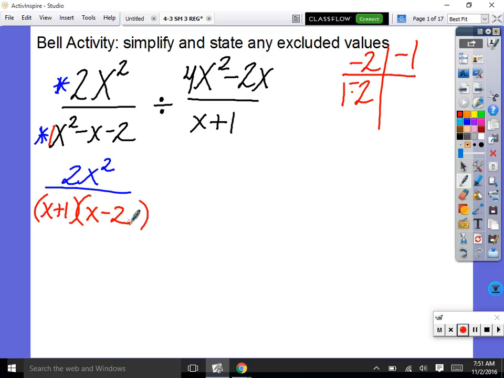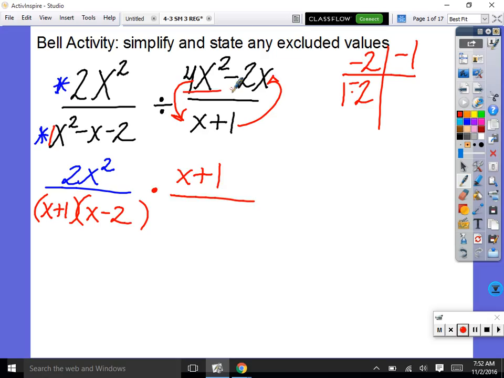How many of you were able to get that far? Okay, awesome. Then we're multiplying. We flip the second and multiply. So this is going to come up here. This is going to come down here. So on top, we have our x plus 1, and that doesn't factor. On bottom here, we are going to be able to factor that.